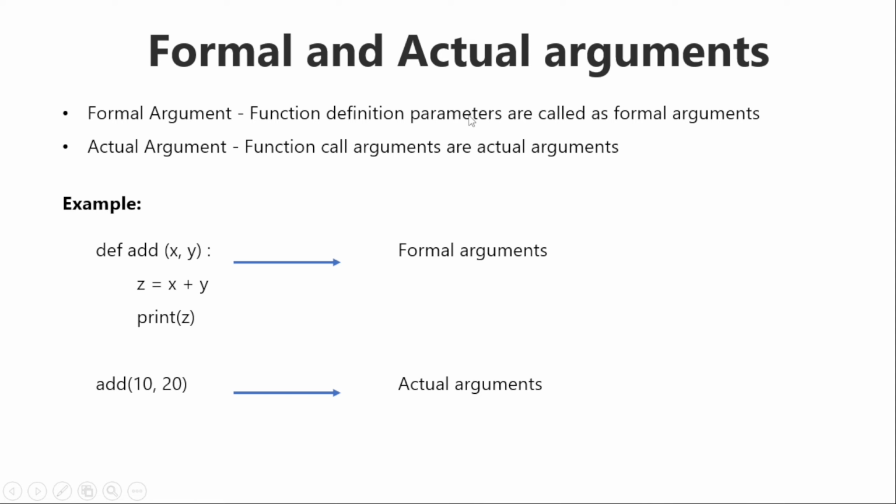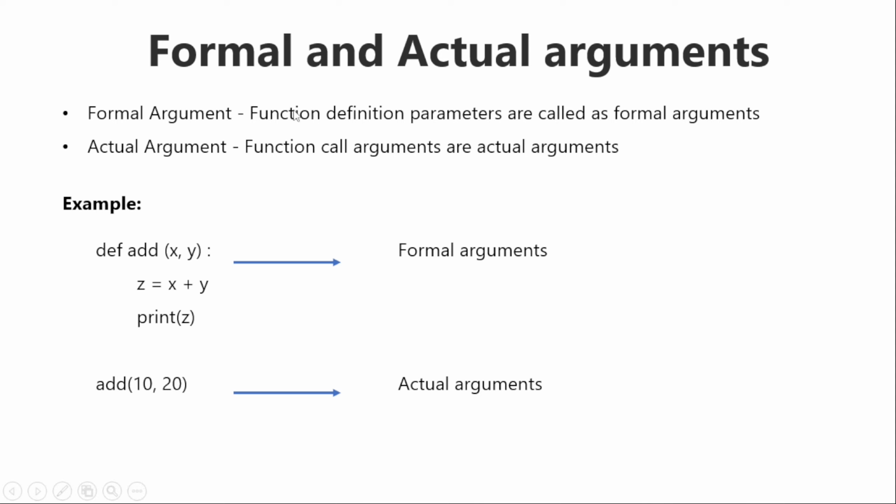Now let us move to the next concept, formal and actual arguments. Formal arguments: the function definition parameters are called formal arguments. Actual arguments: function call arguments are called actual arguments. While defining a function, we are giving some arguments in the function definition itself. Those are called formal arguments. During a function call, we will pass some arguments. Those are called actual arguments. These are the two simple definitions.